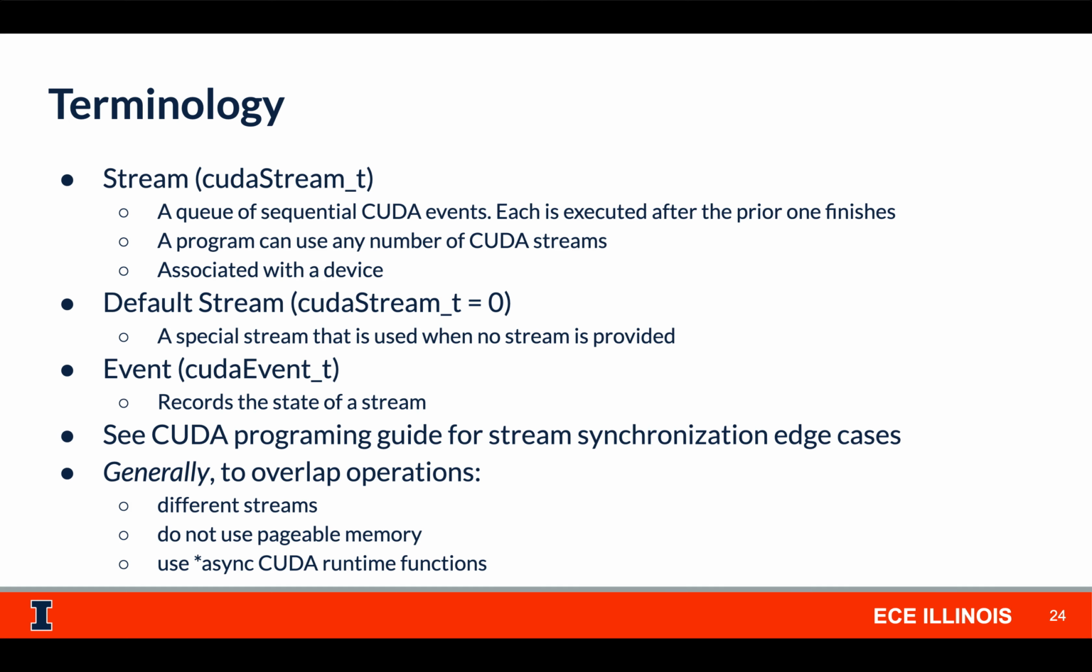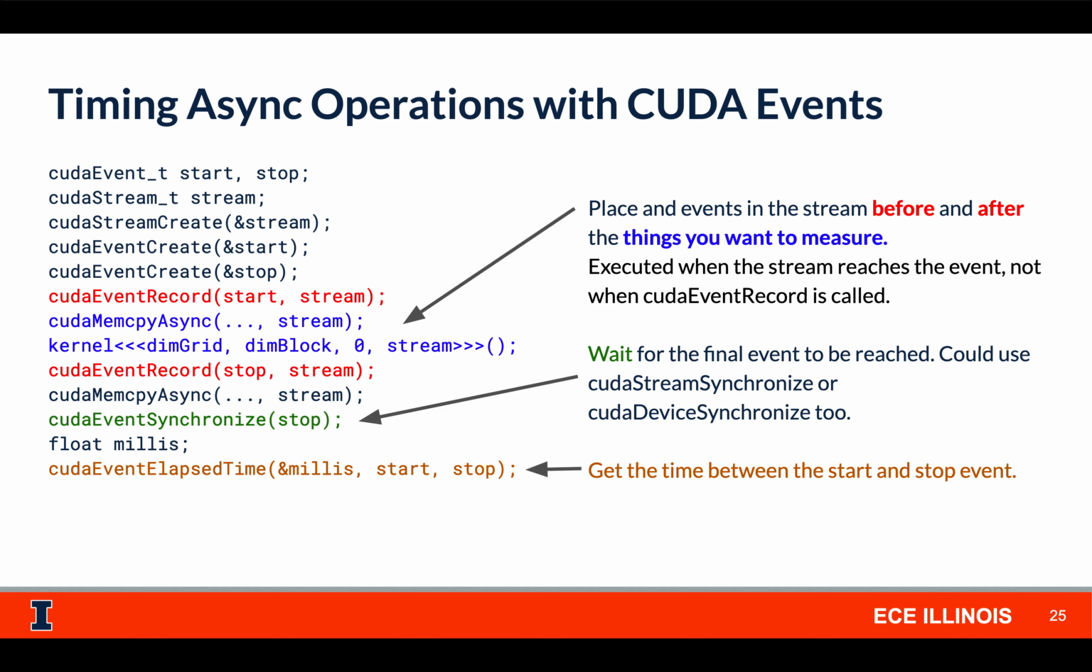But generally, to overlap operations, you want to use different streams for these operations. You want to avoid using pageable memory, so you want to use pinned memory on the host, and you want to use the async CUDA runtime functions. I think this will all make a little more sense with an example. So let's just time a particular set of operations.